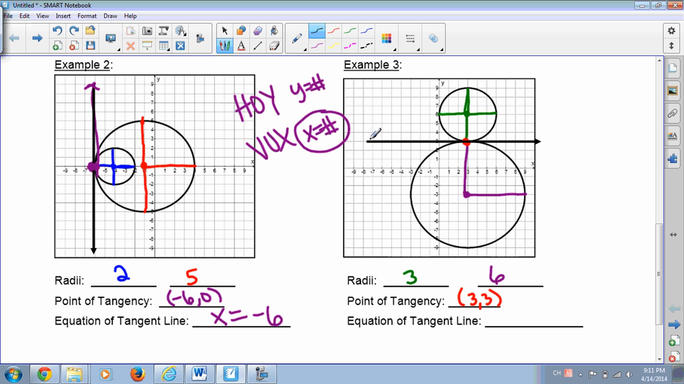So since we had to draw a horizontal line as our tangent line, then our equation of a horizontal line, back to HOY, horizontal, 0 slope, y equals a number will be our equation. So y is equal to, and where does it touch on the y-axis? At 3. So y equals 3 is our equation.